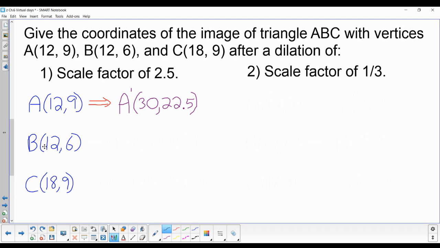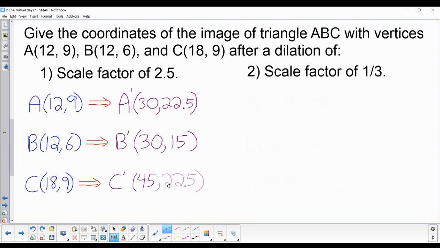For the point B, I will do 12 times 2.5 and get 30, and 6 times 2.5 and get 15. And to do point C after a dilation of 2.5, I will multiply 18 times 2.5 and get 45, and 9 times 2.5 and get 22.5. So that's how I get a dilation after a scale factor of 2.5.